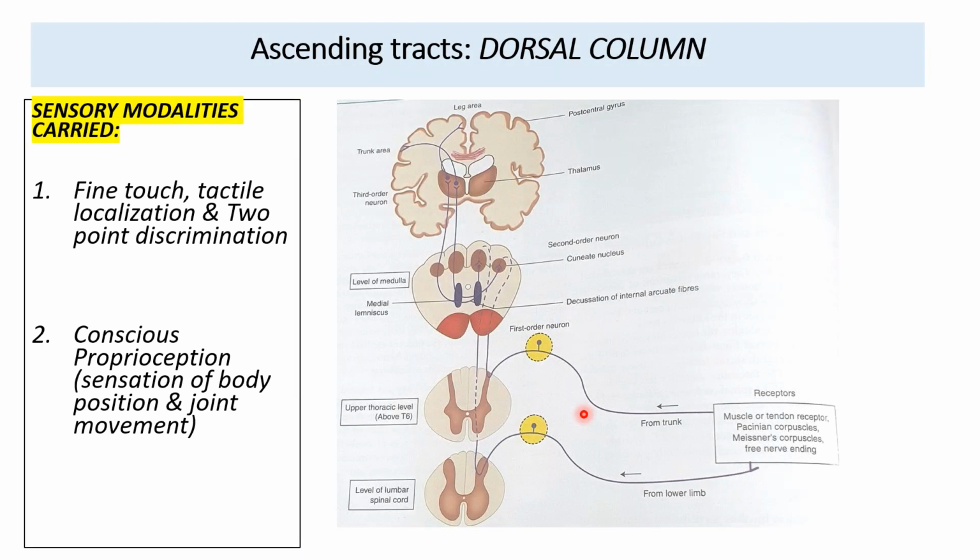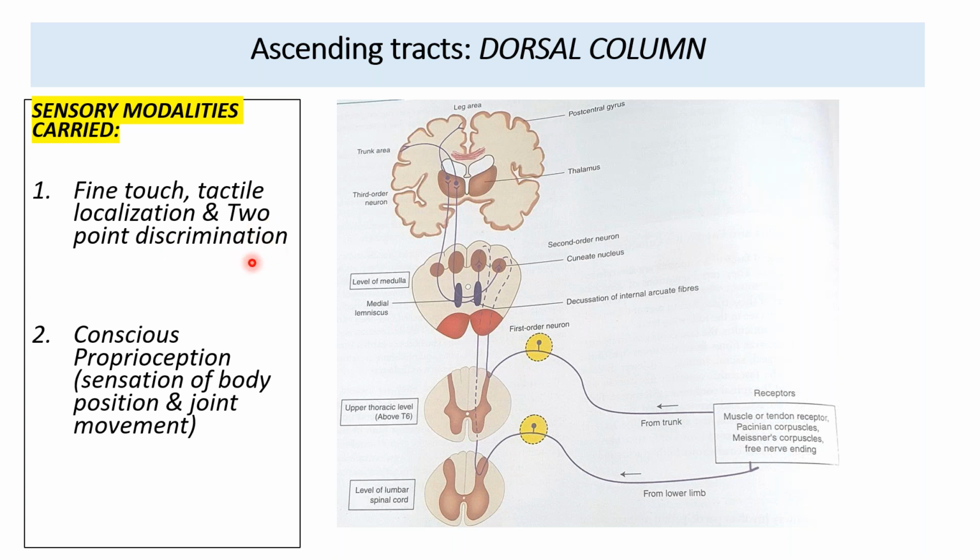So starting with the dorsal column. In the dorsal column, the sensory modalities, I've told you the tract should be done in origin, course, and termination. We'll also begin from the receptor level and the sensory modalities that it is carrying. So what were the sensory modalities from the receptor level? They are fine touch, tactile localization, and 2-point discrimination.